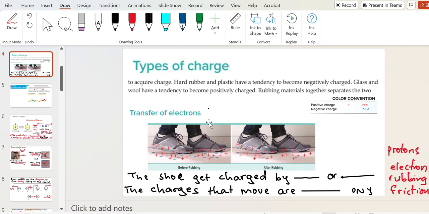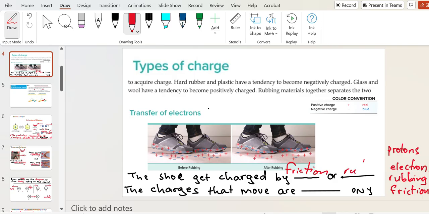We are charging by which method here? When you move, your shoes are exerting friction between your feet and the ground. So you are charging by friction or rubbing. This is what is happening here. The charges that move are electrons. I told you, they are electrons.